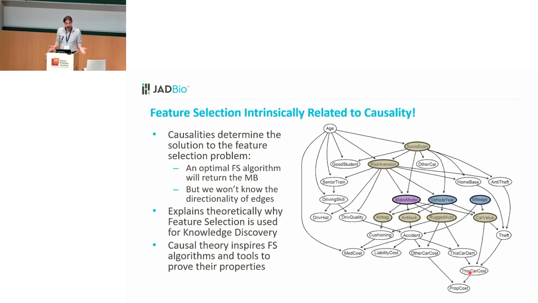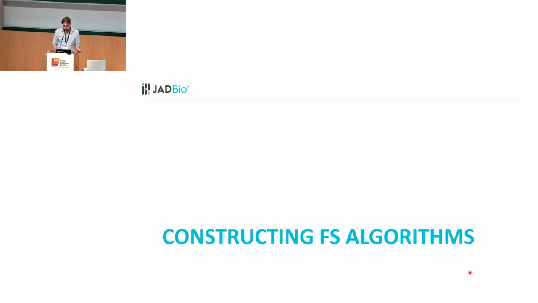All right, so the causalities determine the solution to the feature selection problem, and an optimal feature selection algorithm should return the Markov boundary, but we won't know the directionality of edges. You need additional inferences to figure out the directionality of edges, if you can, and this explains theoretically why feature selection is or should be used, or when it could be used for knowledge discovery. And for us, it has inspired us to develop new feature selection algorithms and be able to prove their properties using this theory. And I promise you, if you actually spend the time to read about causal modeling, it will change your view of data analysis forever.